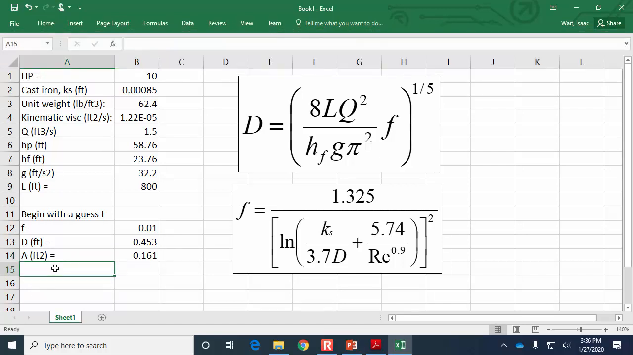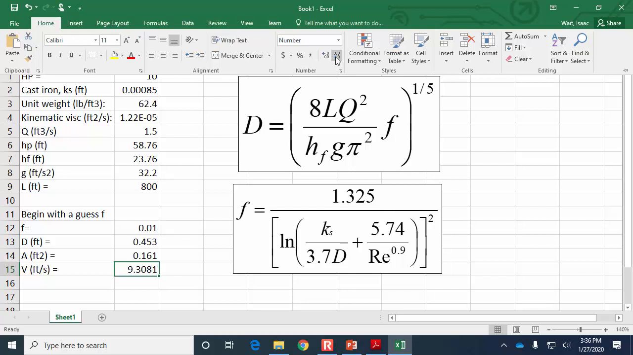With that's the area, then what's the velocity? Okay, how do we get the velocity? The flow rate divided by the area. Good. Be sure and anchor the reference to the flow rate so that when we copy and paste later on, it's always looking up at the right spot. So that is our velocity in this grand what if.